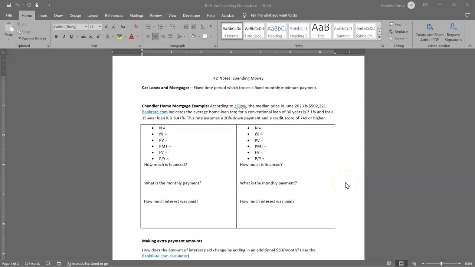In this section, we're going to talk about spending money. And spending money comes in two different ways in terms of loans or credit cards. And there are a few differences between loans and credit cards.